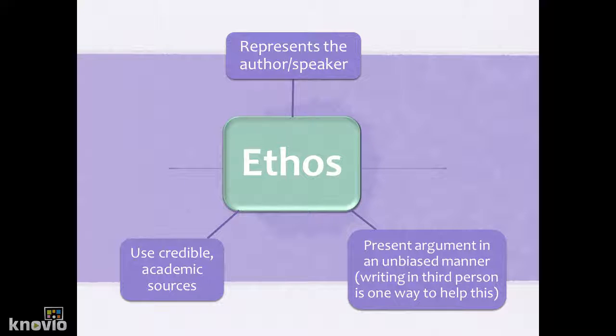In Aristotle's diagram, ethos represents the author or the speaker, which in this case is you. To build ethos, the individual should use credible academic sources when writing for an academic context. Present the argument in an unbiased manner by writing in third person. In other words, you do not want to use words like I, my, me, our, we, you, your, or yours.